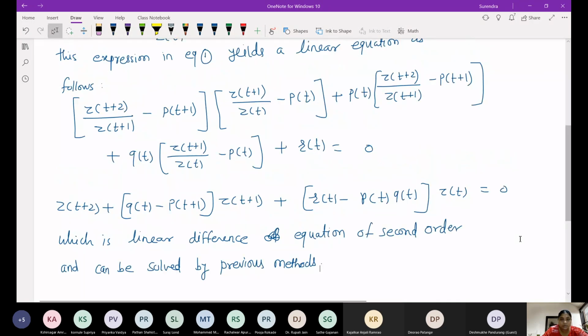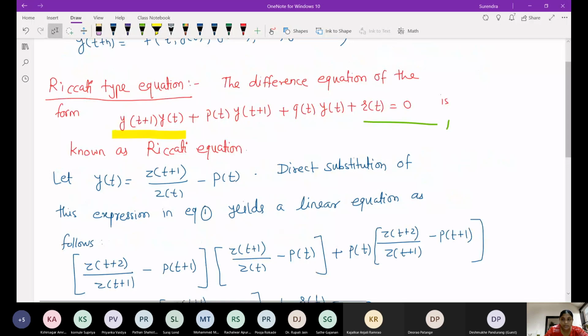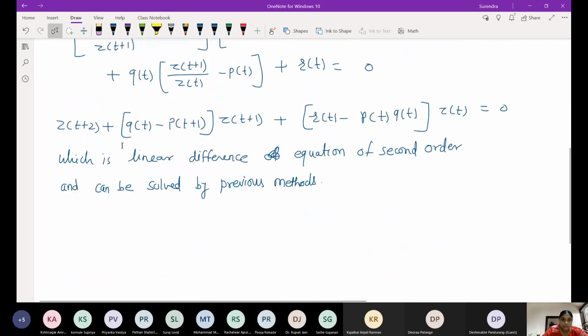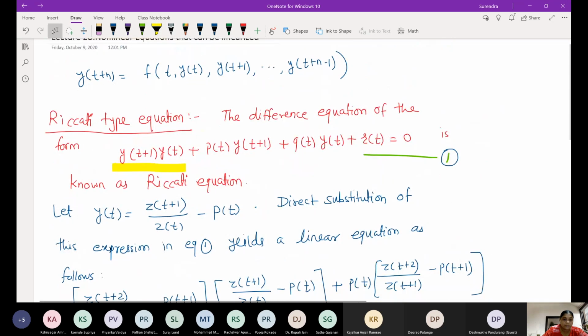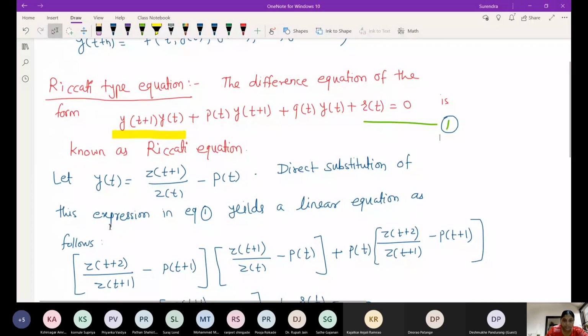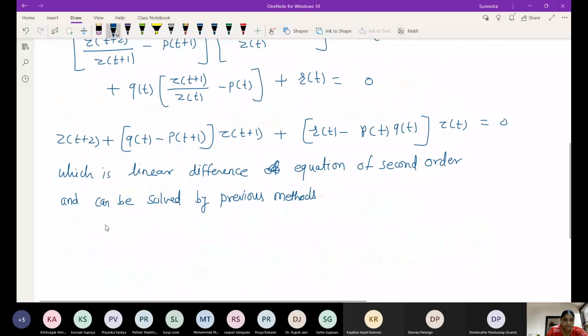Is that okay? So we are having non-linear difference equation and we have converted it into linear difference equation, and that can be solved by previous methods in terms of z. So once we have z, then we just substitute here and you will get the value of y, using the relation. This can be solved, which is a linear difference equation in z t.